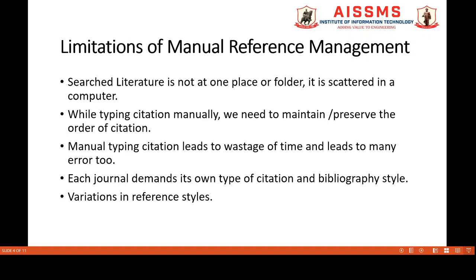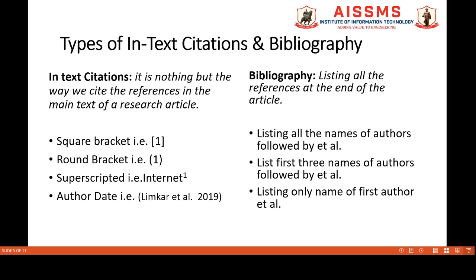Each journal demands its own type of citation and bibliographic style. There are n number of variations in text citation and bibliographic styles available. Let us focus on what is meant by in-text citation and bibliography. First, we'll go with in-text citation. It is nothing but the way we cite the references in the main text of a research article.